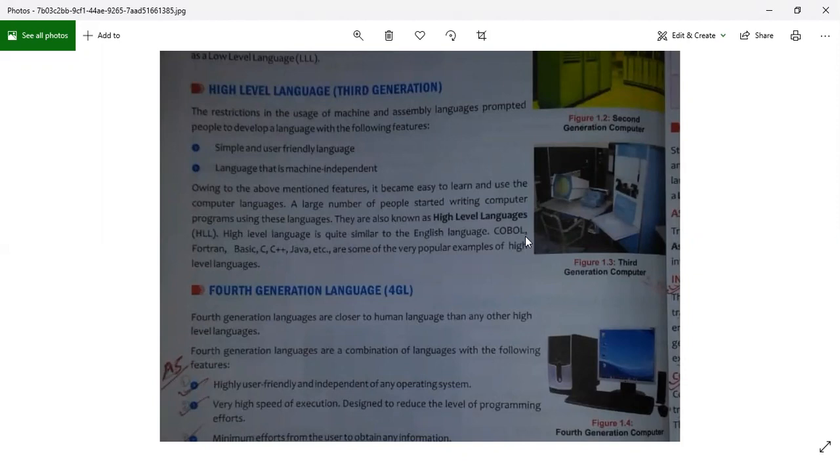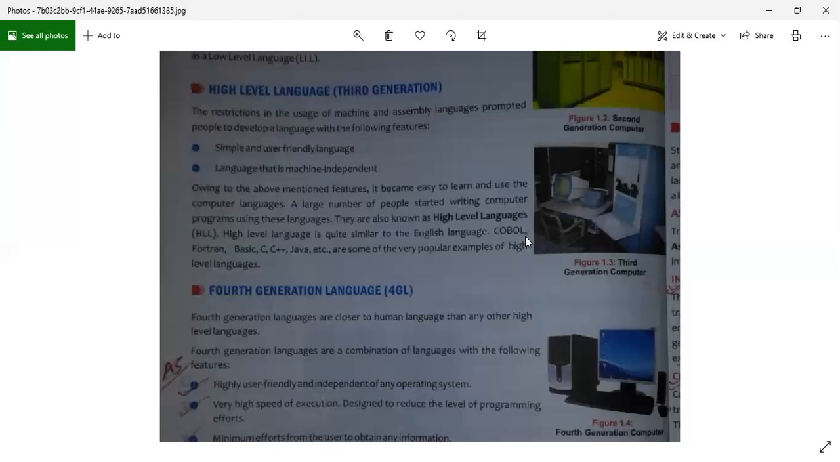Owing to the above mentioned features, it became easy to learn and use the computer languages. A large number of people started writing computer programs using these languages. They are also known as high level languages. So a lot of people learned only high level language, very easy to write. High level language is quite similar to English. So if I know English, I can write a program in high level language.